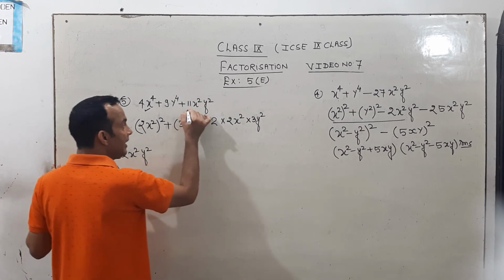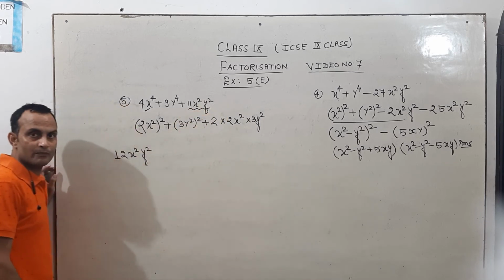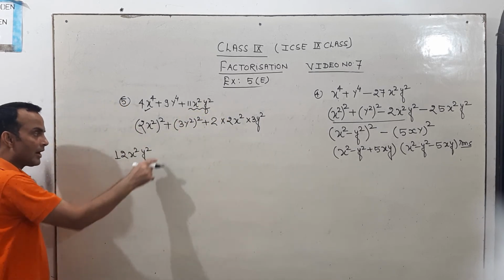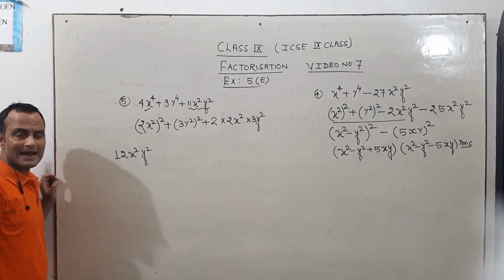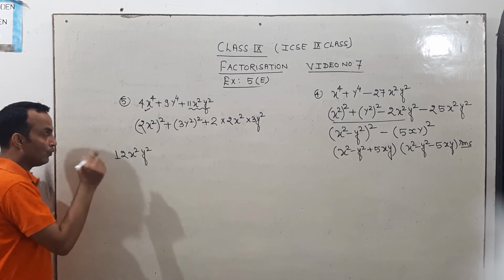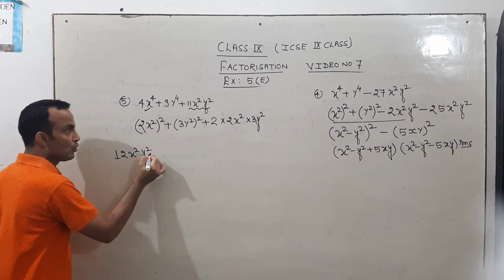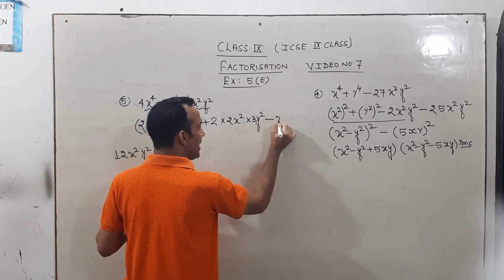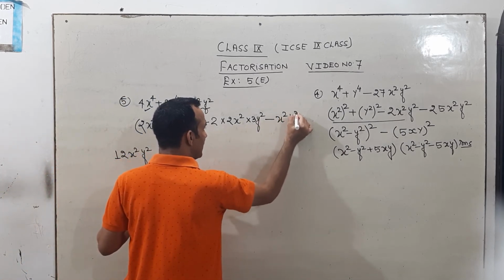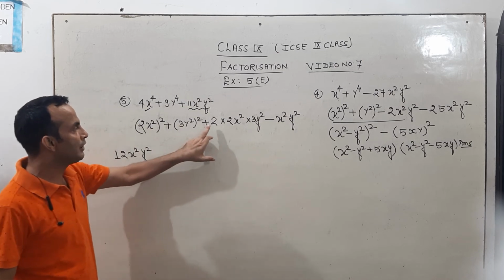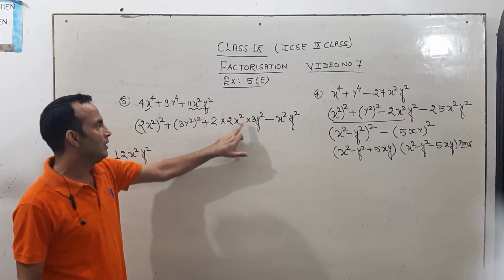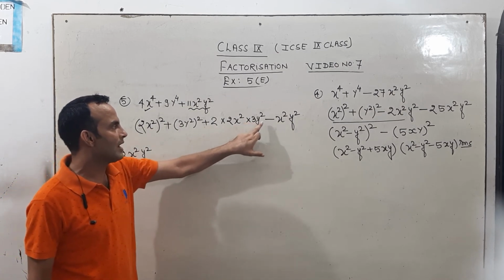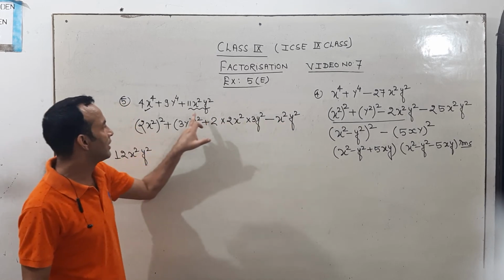But what do we have? 11x square y square. How much extra has come? How much extra is added here? 1x square y square. So subtract x square y square from this expression. Now you can see 2 into 4, 3 is 12. 12x square y square minus x square y square is what?